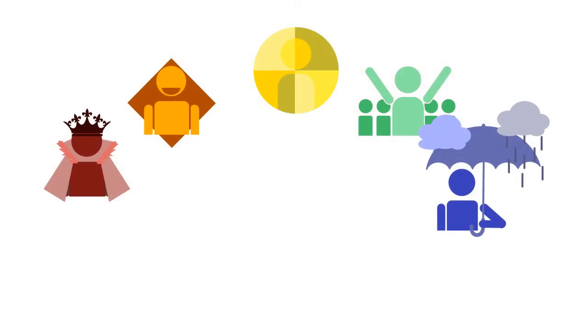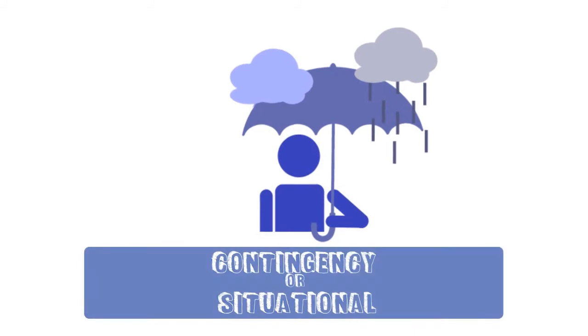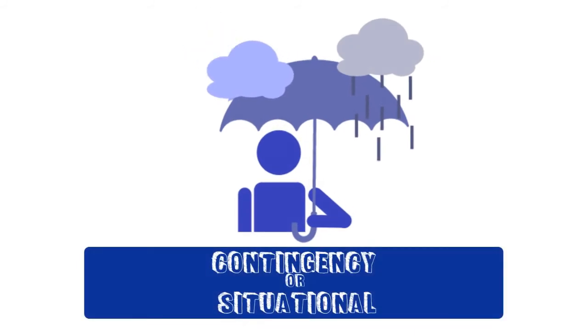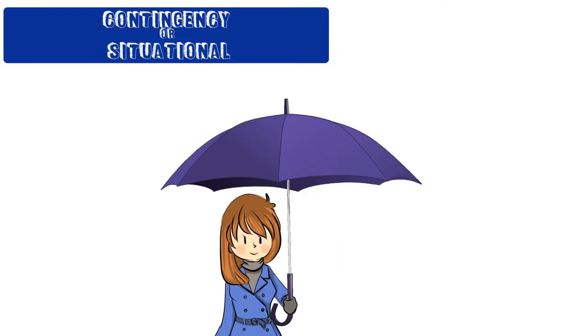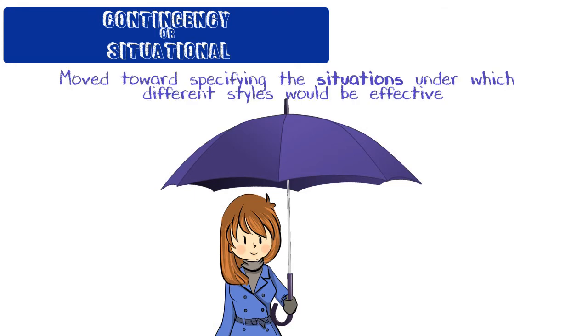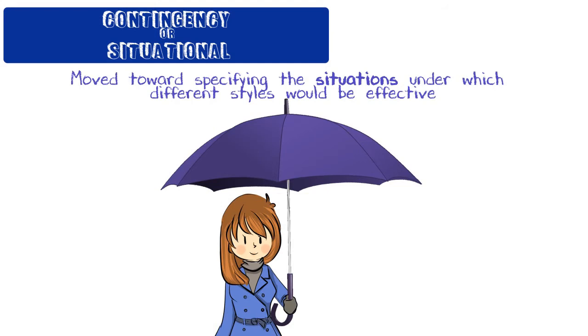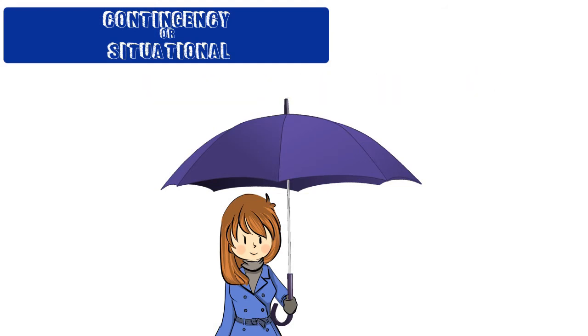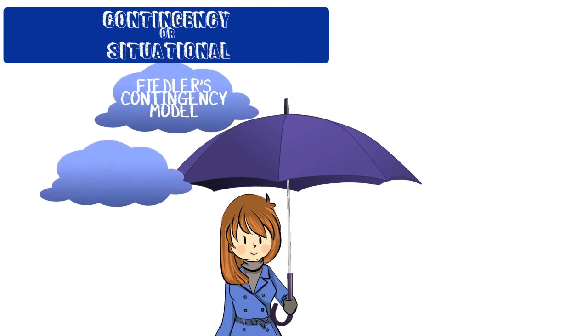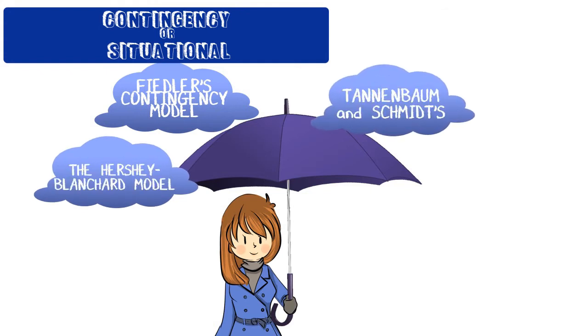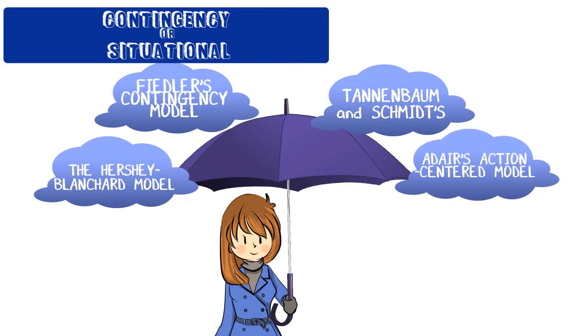Of course, not all factors fall on the leader and subordinates. The next theory will tackle different timely events. This is called the contingency or situational theory. Rather than trying to identify traits or behaviors that would be effective under all conditions, the attention moved toward specifying the situations under which different styles will be effective. Examples are Fielder's contingency model, the Hershey-Blanchard model of leadership, Tannenbaum and Schmidt's leadership continuum, and Adair's action-centered leadership model.